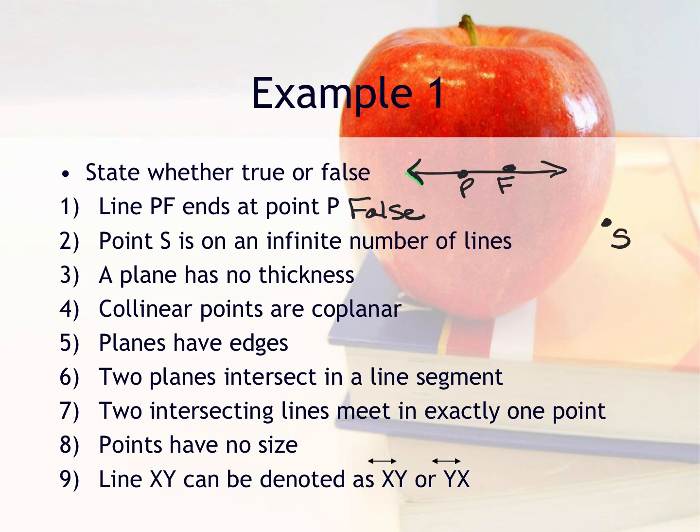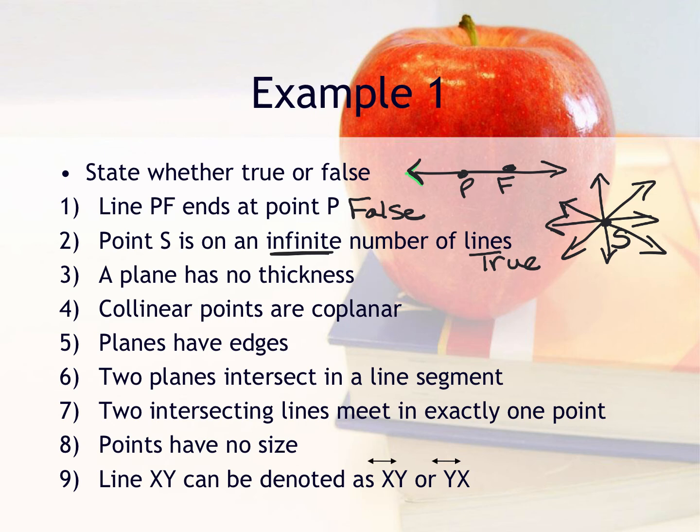Point S, let's put a point S here. Now this one's sort of hard to visualize, but it says point S is on an infinite number of lines. So if I were to draw a line through this way, through that, through this way, this way, this way, I could keep drawing lines even though my space is kind of limited here on the paper, but there is, by definition, an infinite number of lines through any point. So this one is true.